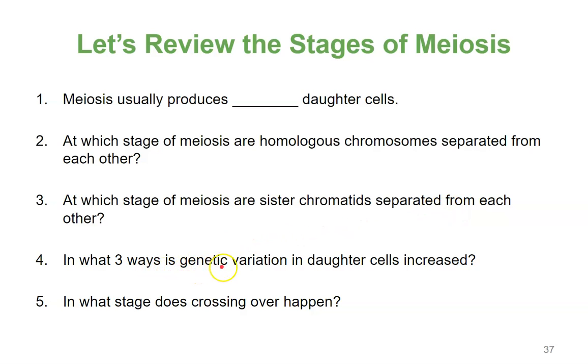In what 3 ways is genetic variation in daughter cells increased? So we have crossing over, and then we have random alignment during metaphase, and random assortment during anaphase. And then in what stage does crossing over happen? It only happens in prophase 1.